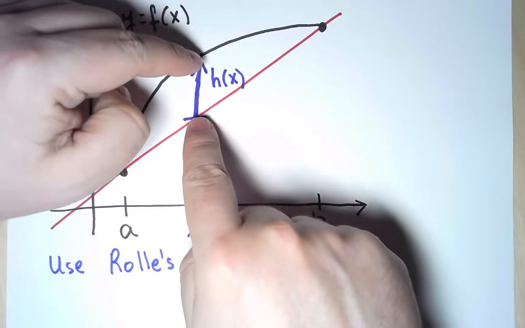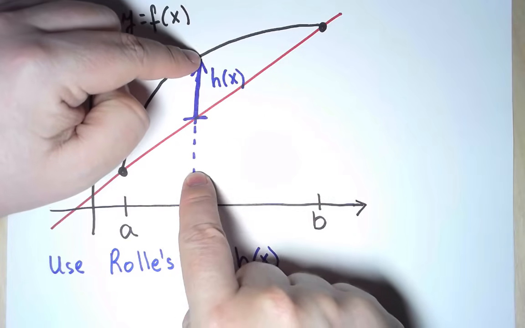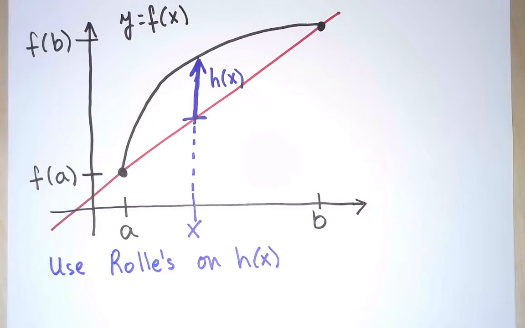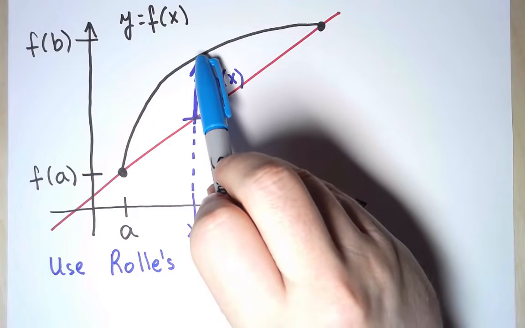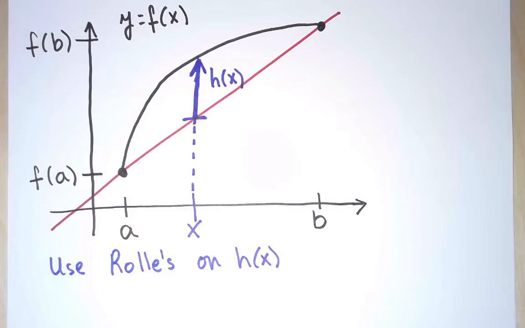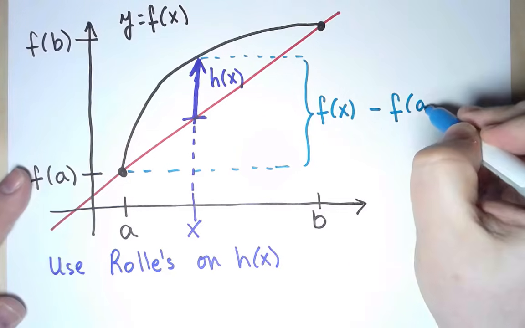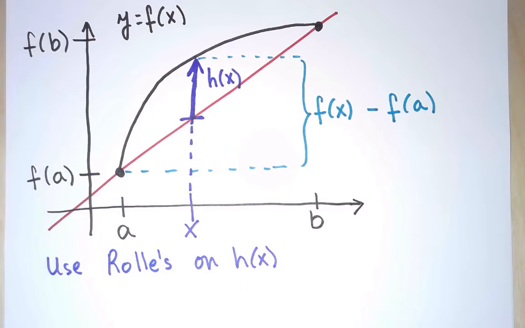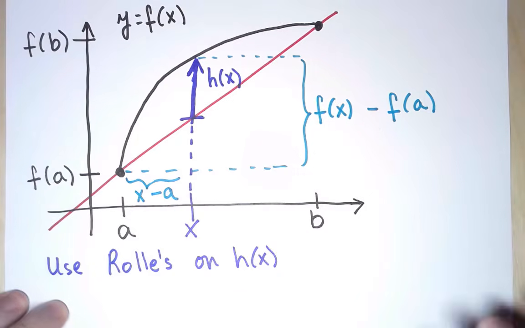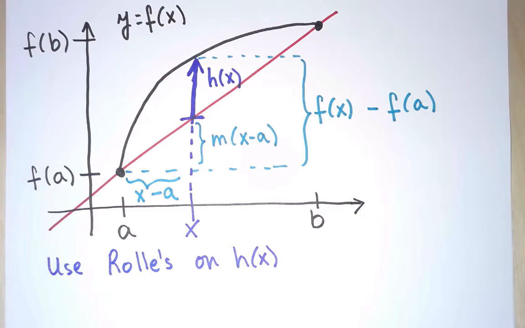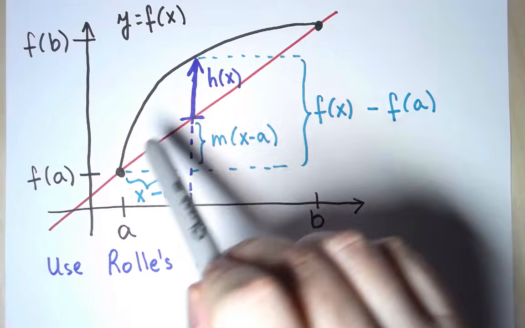I can write h of x as this vertical distance minus this vertical distance. Since this is x, the y-coordinate here is f of x, so I can write this vertical distance as f of x minus f of a. Now this piece here is x minus a, and this vertical distance is m times (x minus a), where m is the slope of the red line.